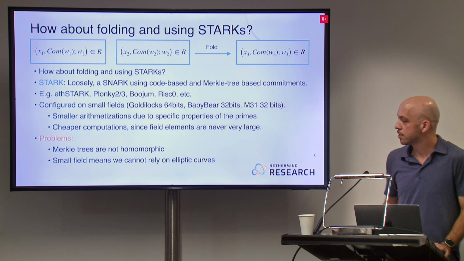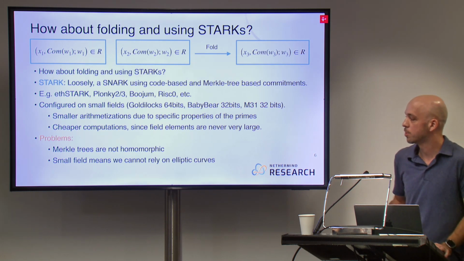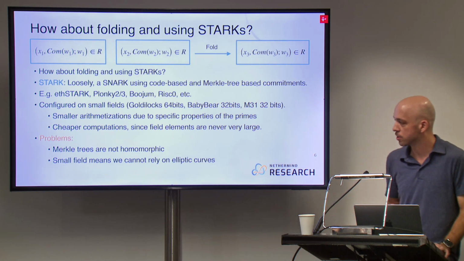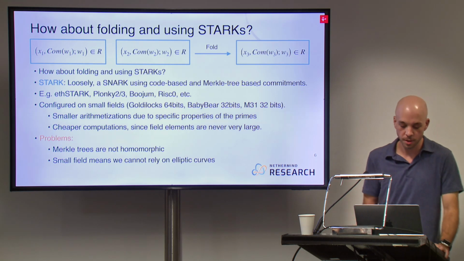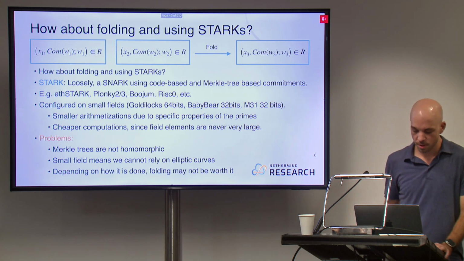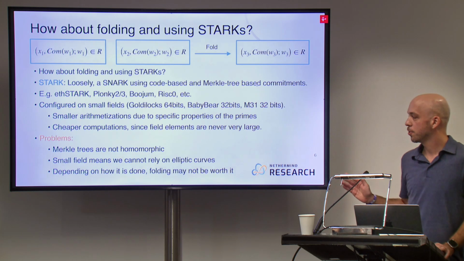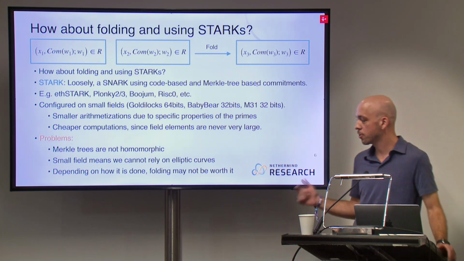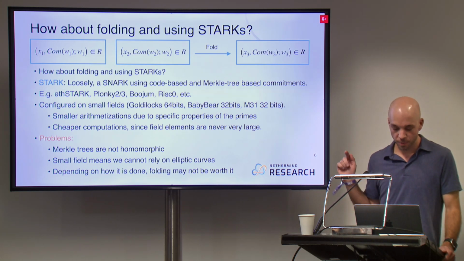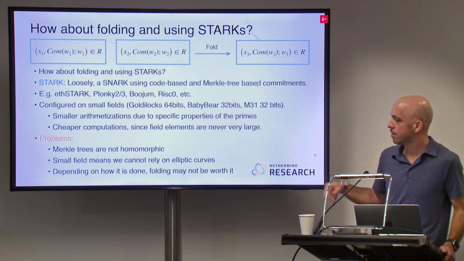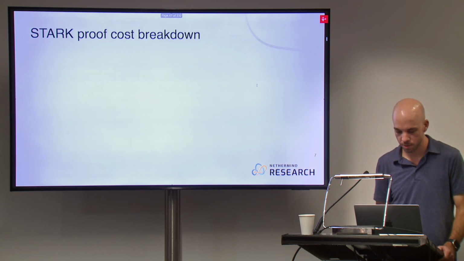And we cannot just change it for some homomorphic scheme that works on elliptic curves because there are no secure elliptic curves that use small fields. And also, depending on how you do folding on Starks, it might not be worth it. So now I will explore this last point, and I will come to the other points later.